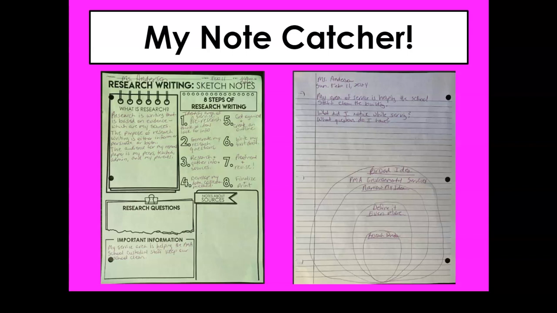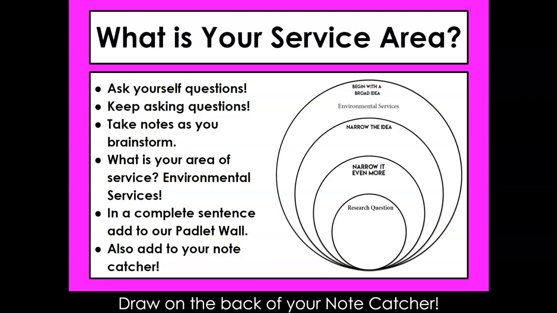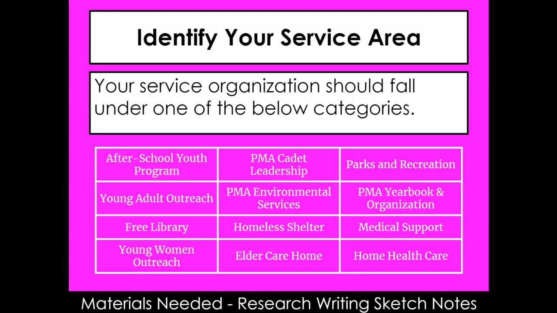All right, so you're going to identify your area of service. That is what you're doing, okay? So mine is environmental services. Now, we haven't talked about what in environmental services I'm doing. We haven't asked those questions yet, because remember, I want to take this step by step. So right now, you're just identifying which category you fit in, okay?